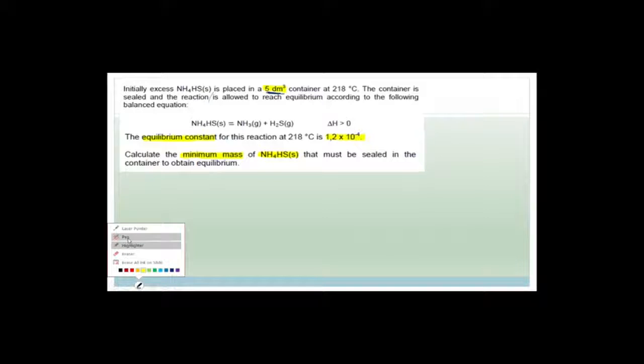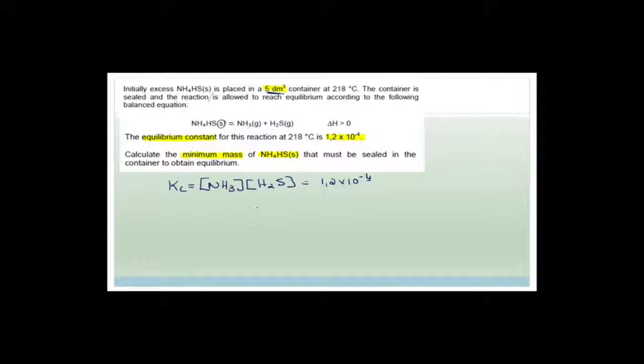Okay, so now this is quite a nice question. And the reason it's a nice question is because this is a solid, those two are gases. Okay, so your Kc is only made up of your products. So your Kc is made up of the concentration of NH3 multiplied by the concentration of your hydrogen sulfide. Okay, and they're both in a ratio of 1 to 1. Do you agree? Okay. And they're telling you that the constant is equal to 1.2 times 10 to the negative 4. Okay. So do you agree?